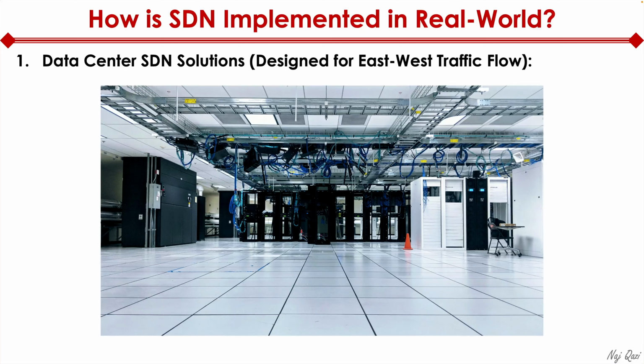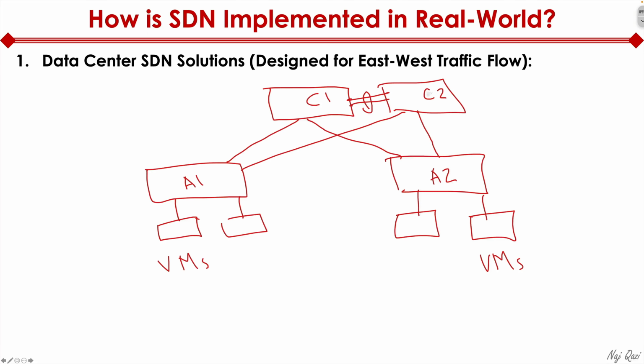has happened over the past decade or so, especially when it comes to virtualization and automation. And the way data center SDN solutions operate is they're designed for facilitating east-west traffic flow. So what do I mean by east-west traffic flow?